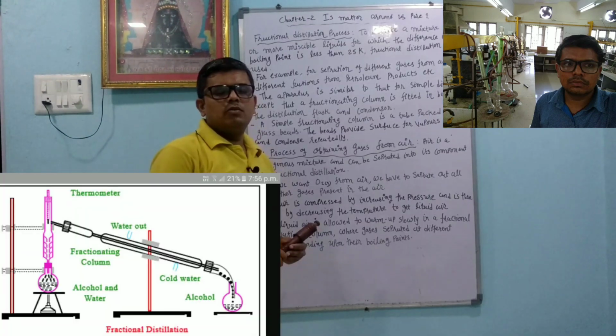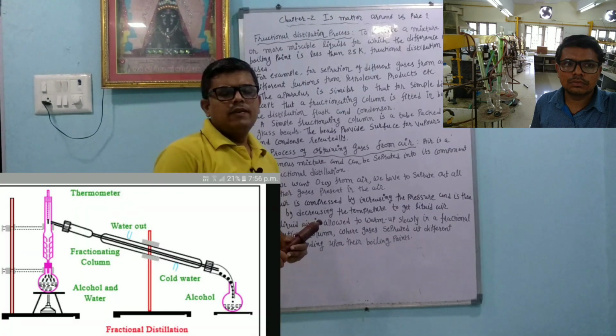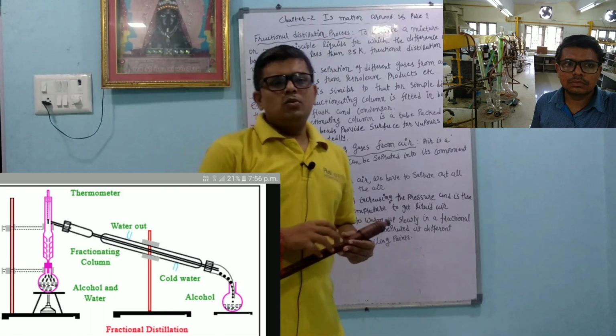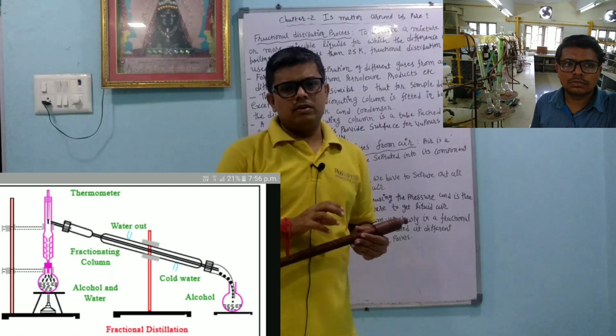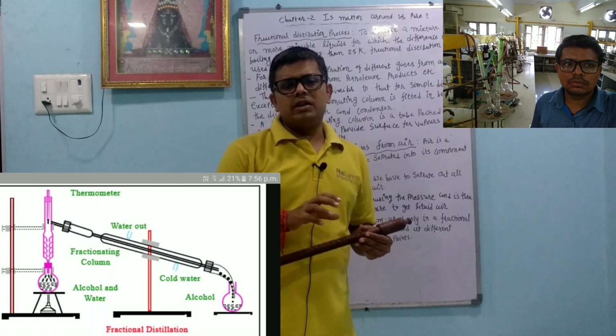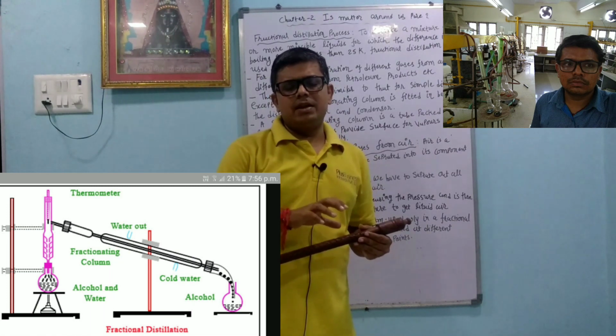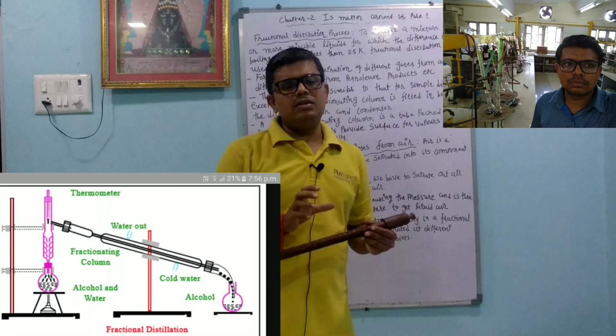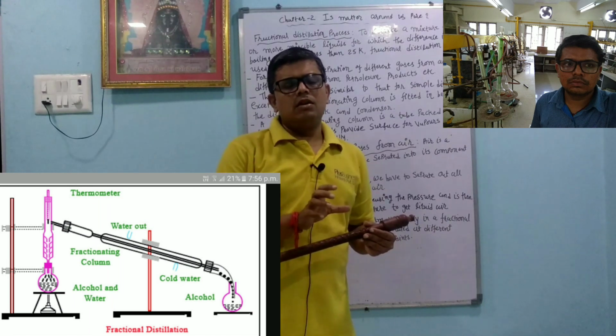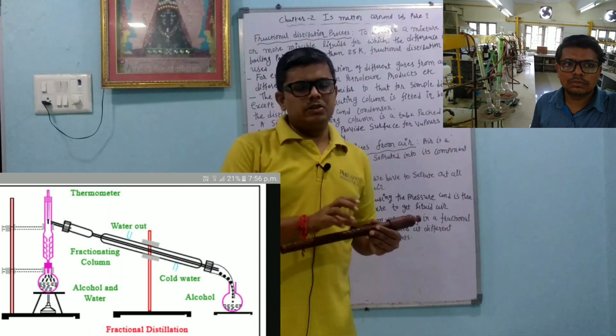Dear student, we are going to learn about the fractional distillation method. In this method we take two liquids whose boiling points are very near. In the simple distillation technique, we can separate those types of liquids which have a large difference in boiling point, like acetone and water. But if two liquids have very near boiling points, they can be separated by the fractional distillation method.